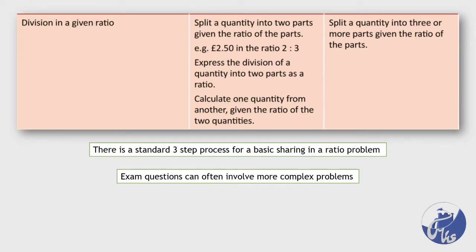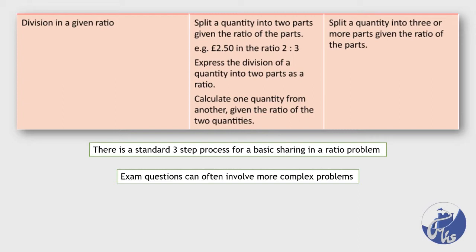Division in a given ratio or sharing in a ratio can be a fairly standard question. It could just be as straightforward as here's an amount, share it in this ratio or divide it in this ratio, and there's a standard 3-step process for this by adding, dividing and multiplying. It's not difficult to do as long as you can recall that process.